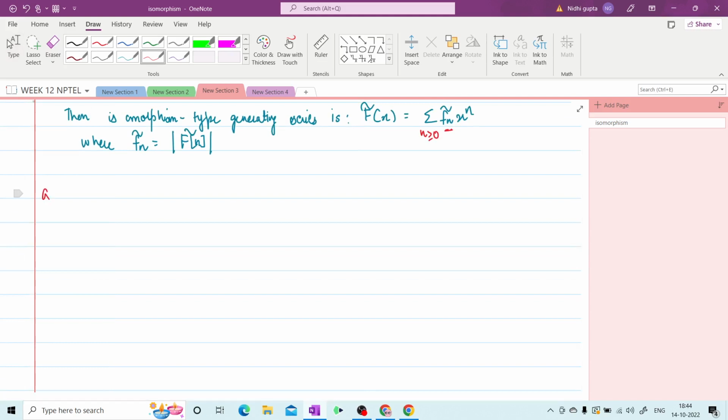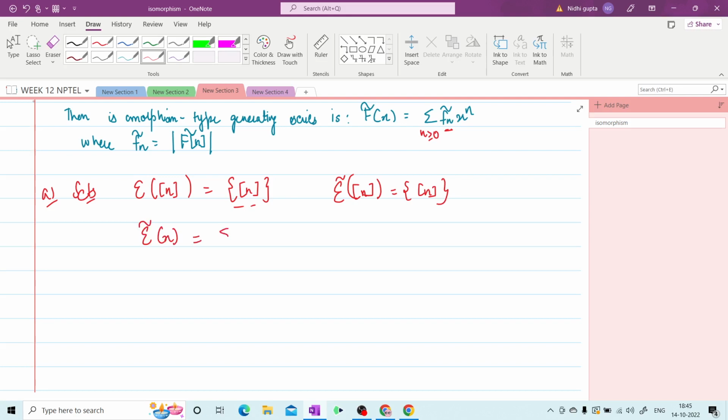First, A is the species of sets. So En was coming out to be the singleton set n, so it has just one element. Since it has just one element, the equivalence relation is trivial, and therefore Ẽn will also have just one element. So the isomorphism type generating series will be nothing but the sum of 1 times x raised to the power n, which is equal to 1 upon 1 minus x.